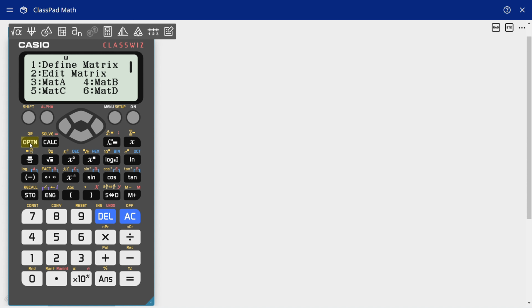So if you want to see your stored matrix values, you just click on option, and then it gives you define matrix, edit matrix, and then your different matrices. So we can define more matrices if I just click on 1, and then it gives me more options. I can edit a matrix. For example, I have matrix A saved, so I can quickly edit it if I want.